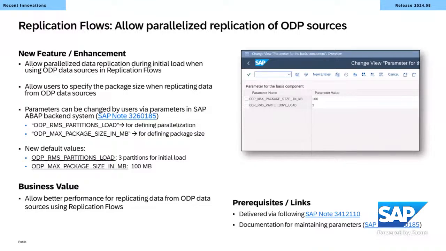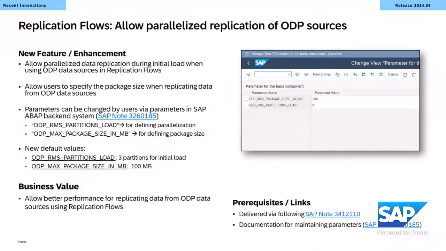And here you can have two configurations to increase the performance of ODP data sources and replication flows. One is the degree of partitions. By default, there are 3 for the initial load, but you can easily increase that to a higher number. And you can also maintain the package size, which could also be done in ODP natively, and was also used for remote tables if you want to do certain performance tuning. But these are the 2 new default values that you can change in order to influence the performance.